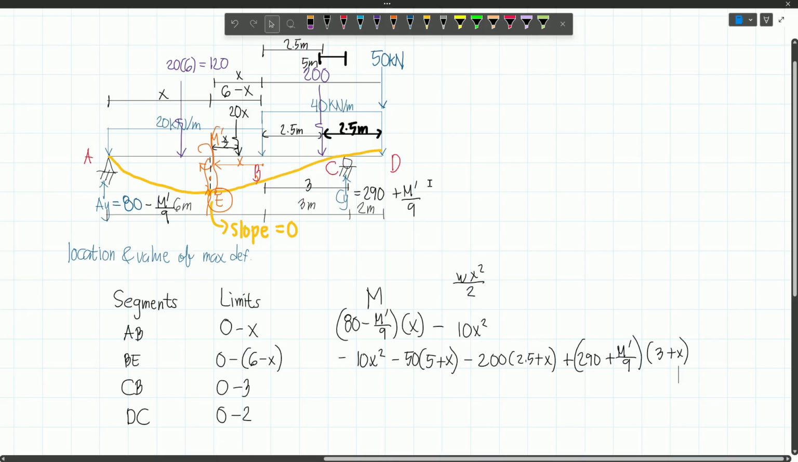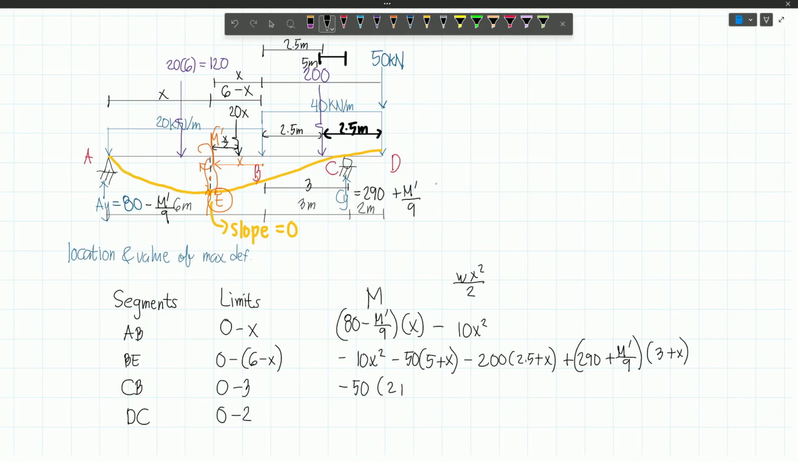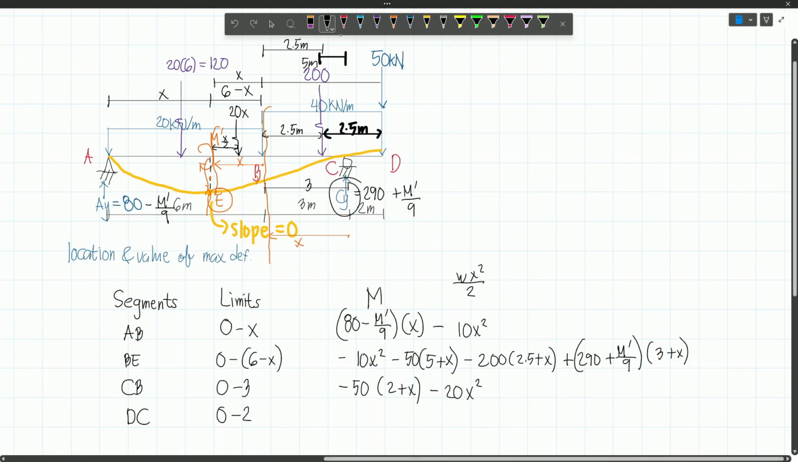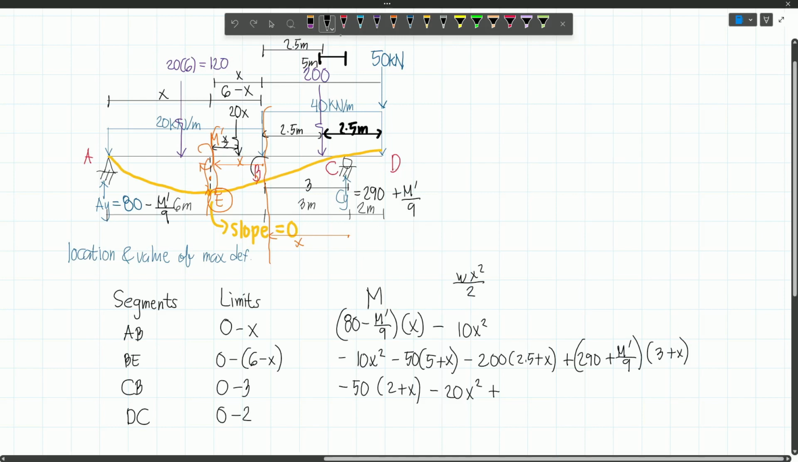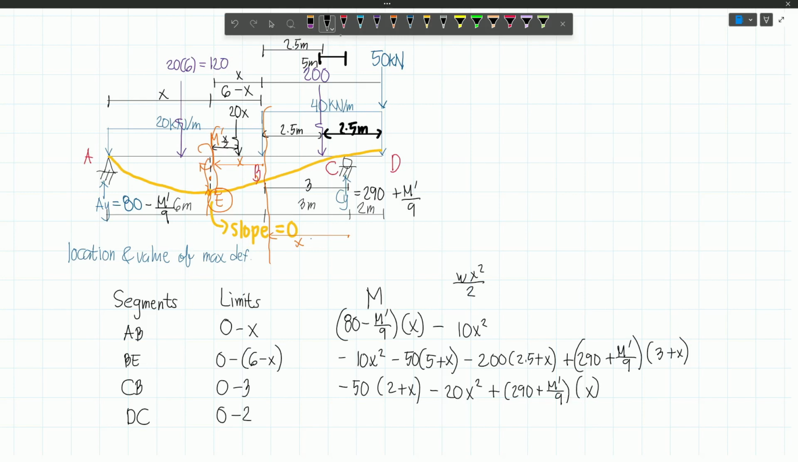And then for CB, we have negative 50 times 2 plus x, because considering CB, ito na yung origin natin. From here, patungo dito. And then this will be our cut. So 50 times 2 plus x, yan yung moment patungo dito sa B. And then we also have a distributed load of 40, which will cause a moment of negative wx squared over 2. So 40 divided by 2 is 20, and then multiplied by x squared. Ito yung sa distributed load. And then we also have Cy, which is again plus, since this will cause a counterclockwise moment about dito sa B. So plus 290 plus M prime over 9 multiplied by x, kasi ito na yung distance natin.